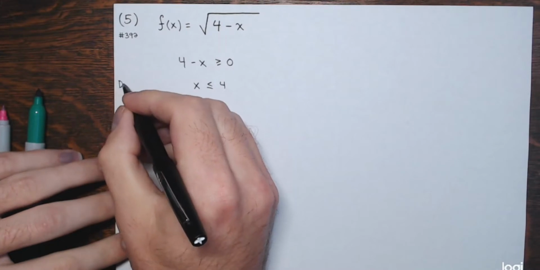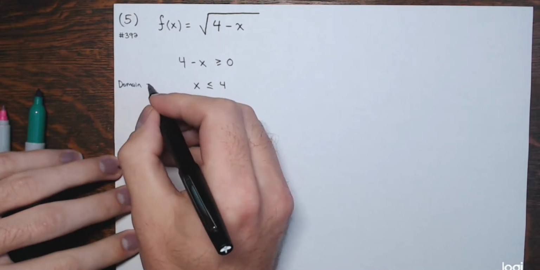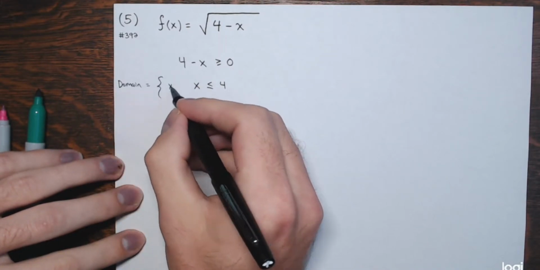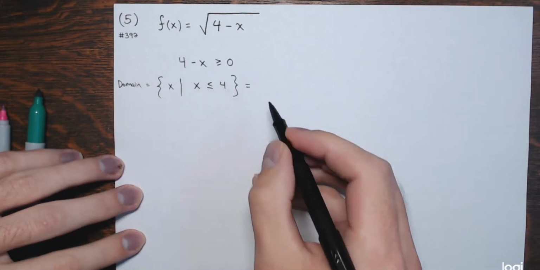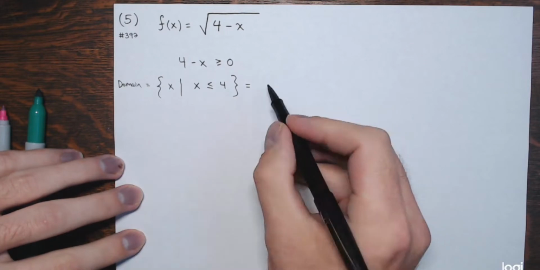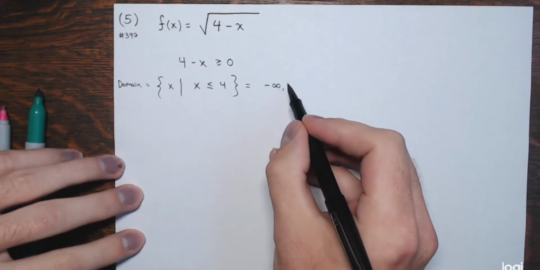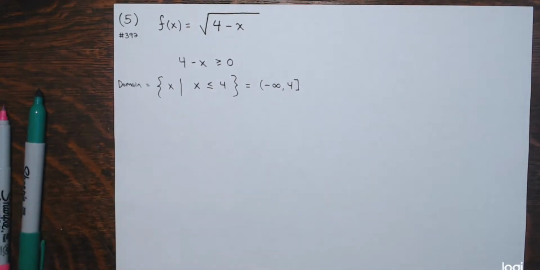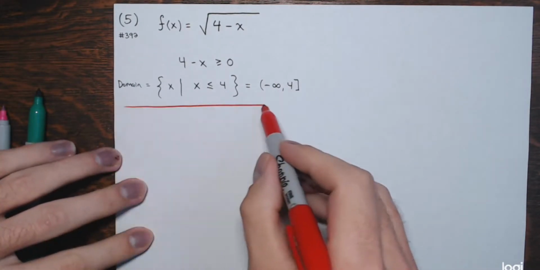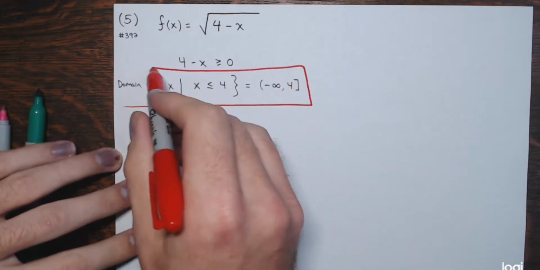So here the domain is all x such that x is less than or equal to 4. Now, if you put that in interval notation, that's from negative infinity up to 4, right? With a bracket on 4. All the values less than 4 or equal to 4. So there's the domain.